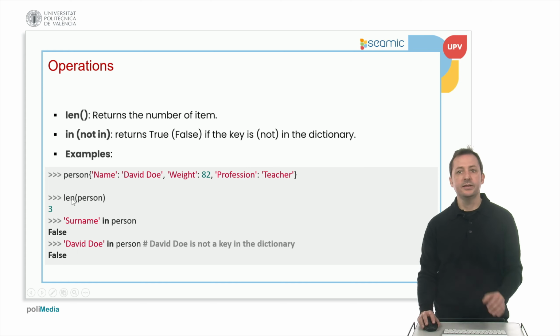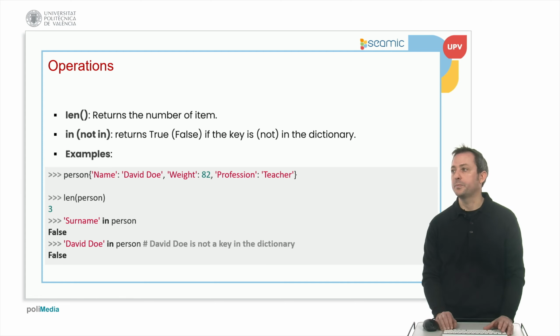In the case of len, this will return 3 since there are 3 elements in the dictionary. And here we are testing if the key surname exists in the dictionary. As you can observe, this key doesn't exist, so this returns false. In a similar way, this doesn't exist as a key, so it also returns false. And if we test, for example, name in person, since name is a key existing in the dictionary, this will return true.